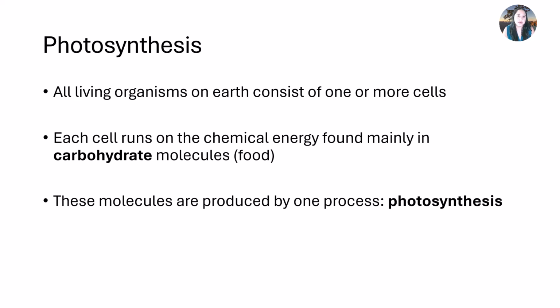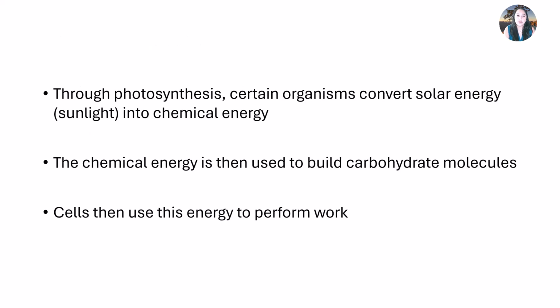Where did those carbohydrates come from? These molecules are made by photosynthesis. Through photosynthesis, certain organisms convert solar energy, sunlight, into chemical energy. We wouldn't be able to live with just sunlight. We rely on eating the carbohydrates from other organisms, and through photosynthesis and their ability to convert solar energy to chemical energy, this chemical energy in plants is what's used to build those carbohydrate molecules, and then cells can use those to perform work.